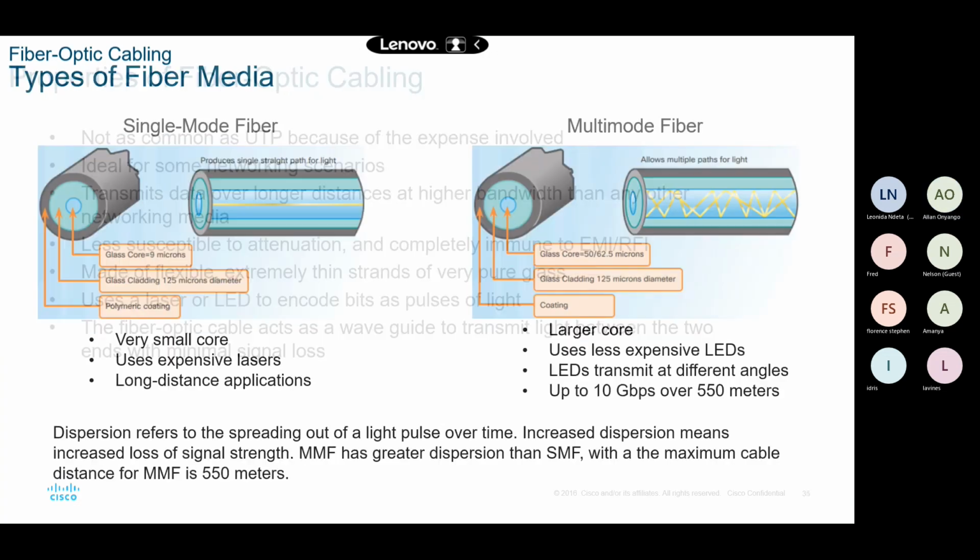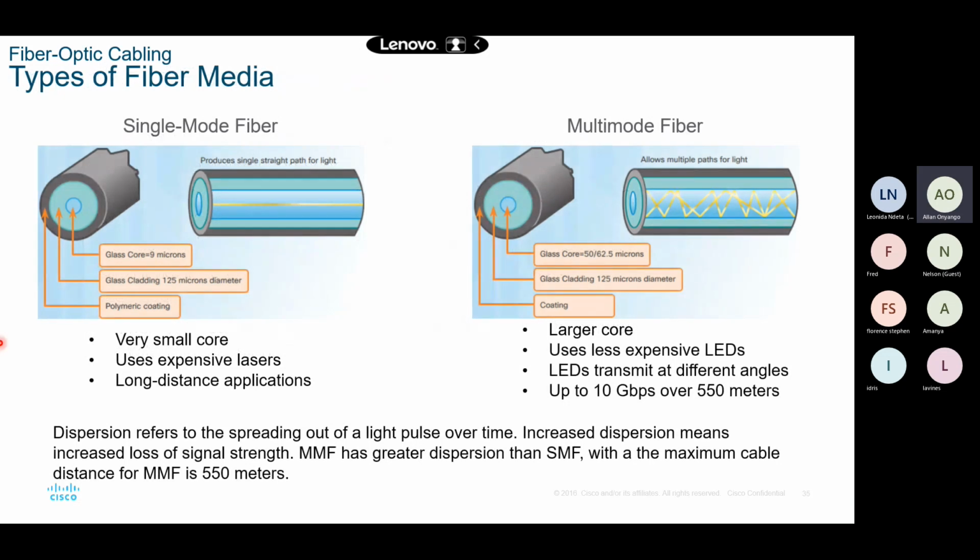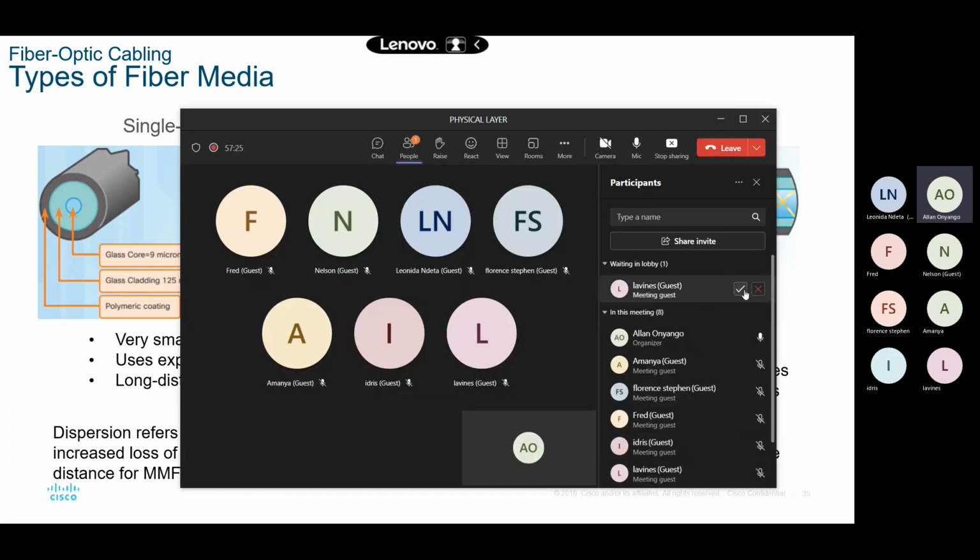All right, two types of fiber optic cable. Single mode fiber. The single mode fiber carries just one single ray of light, and it has a very small core. It is the one that uses the laser, because it goes for longer and longer distances, kilometers and kilometers away.